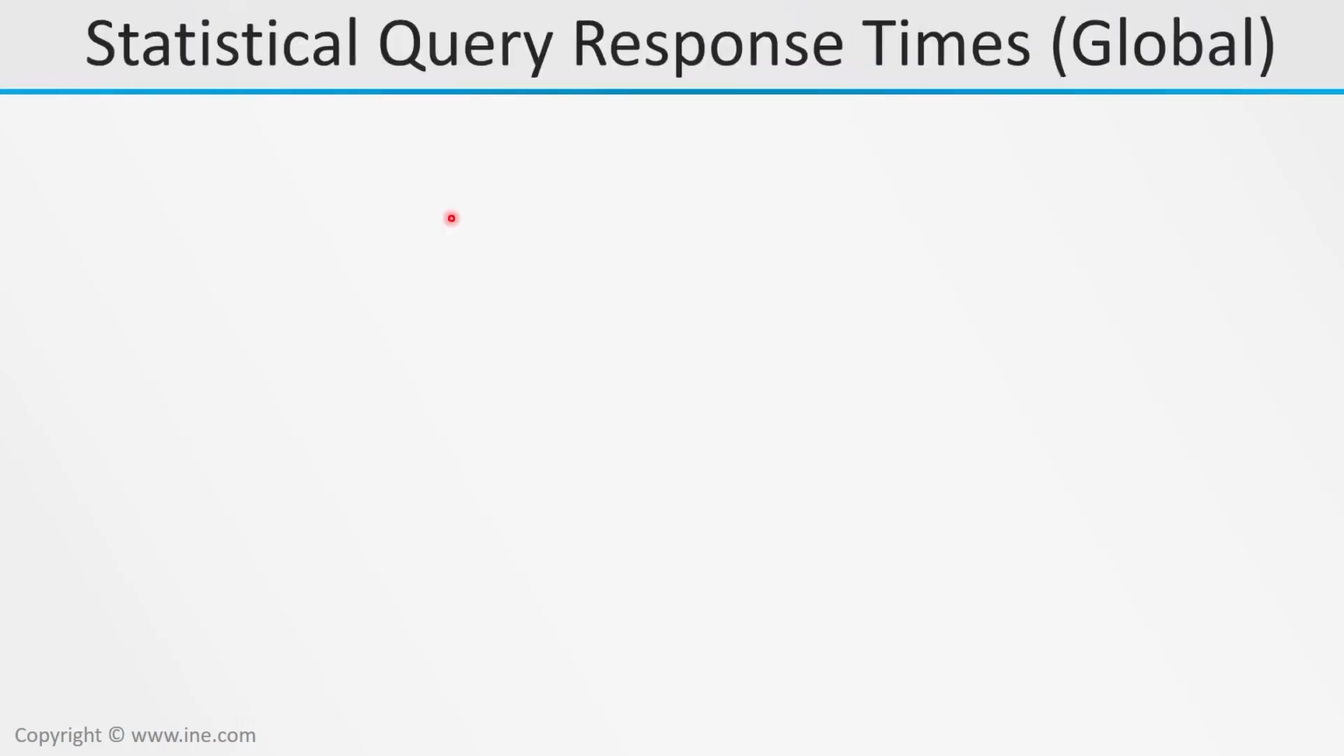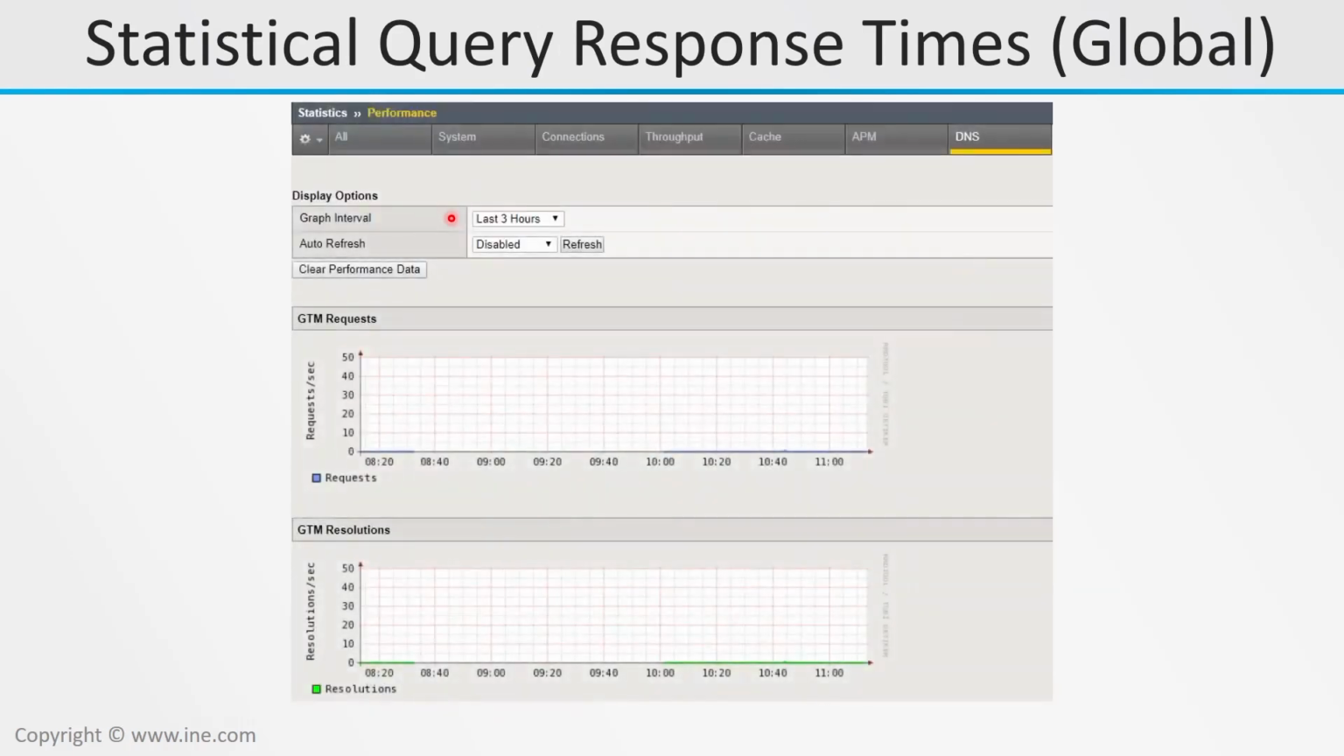Okay, statistical query response times global relates to, and this is probably a specific place where you're not going to find this specific information really anywhere else. It's under Statistics, Performance, and then DNS. So we can see on the entire box what the GTM is processing for requests and GTM resolutions. So you can see the overall performance of the device there and what it's handling for all of its listeners and wide IPs.